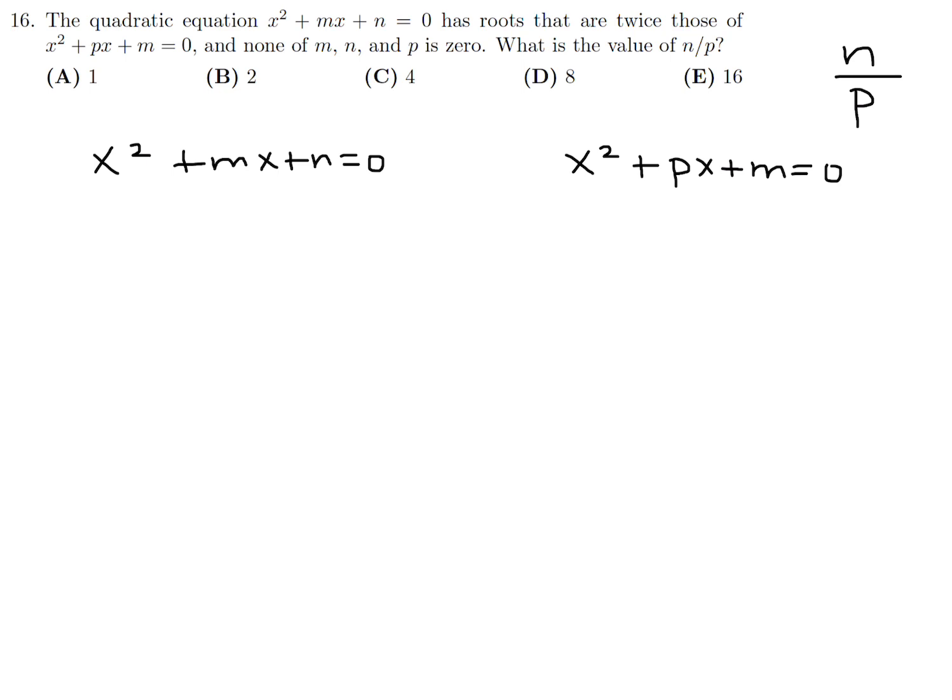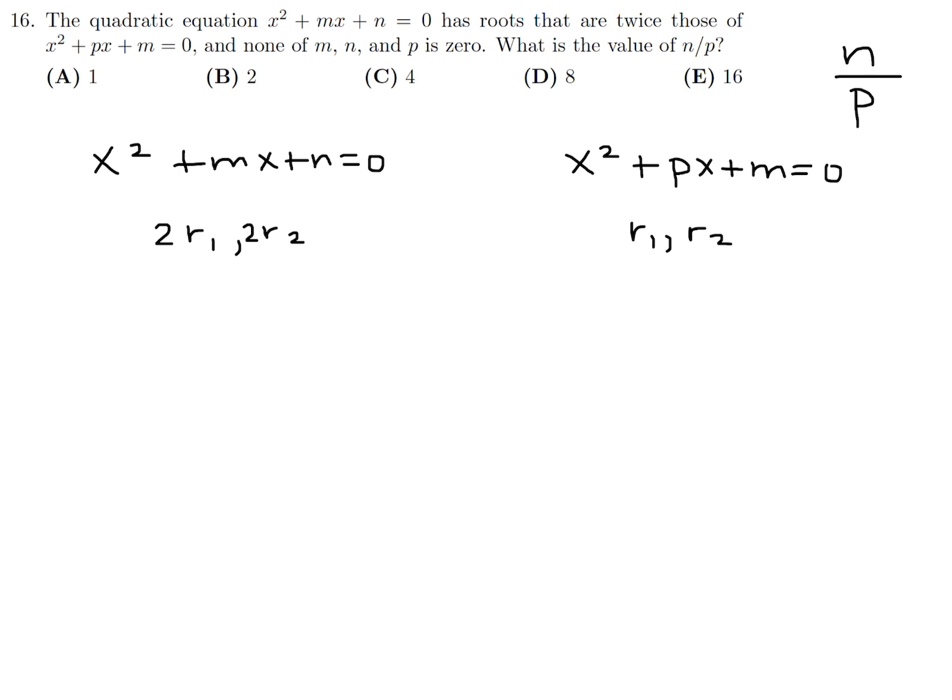All right, so the first one I'm going to call the roots R1 and R2, and they're saying that those roots are twice that of this equation's roots. So that means if this has roots R1 and R2, and these roots are double over here, these would be 2R1 and 2R2 in terms of their values. All right?